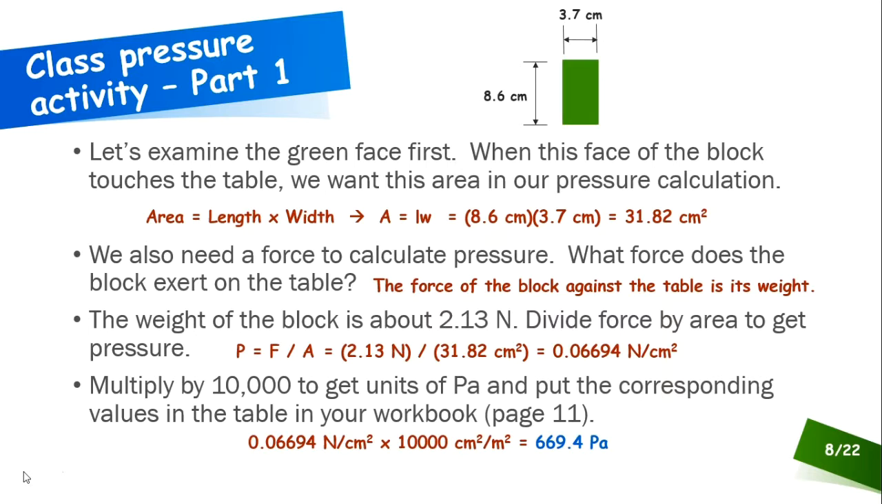That's why we're multiplying by 10,000, because there's 10,000 square centimeters for every 1 square meter. So we multiply 0.06694 times 10,000, and we get 669.4 Pascal. This is then the value that you need to place there in your table in your workbook. There's also a spot there for area, so the 31.82 square centimeters is also going to need to go there.